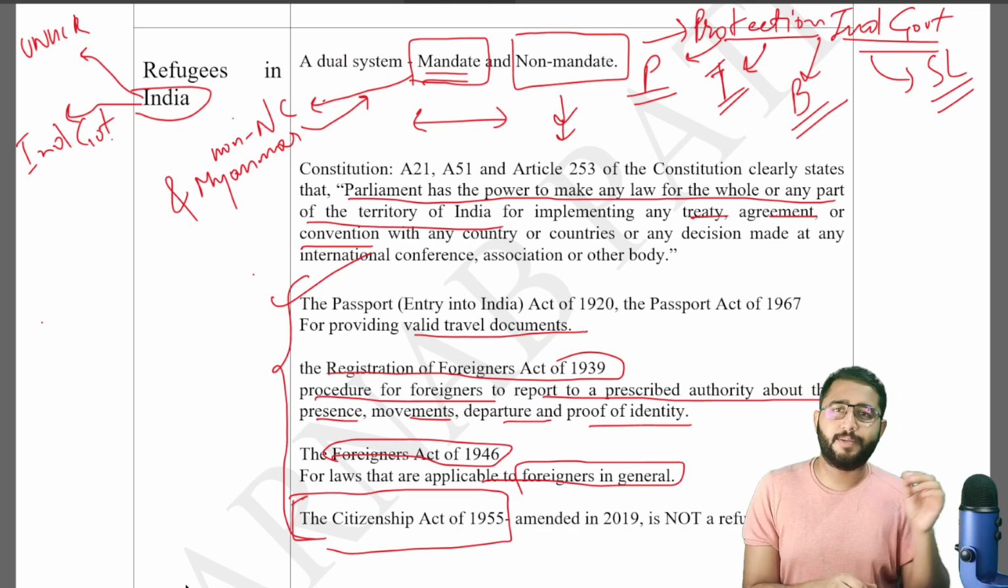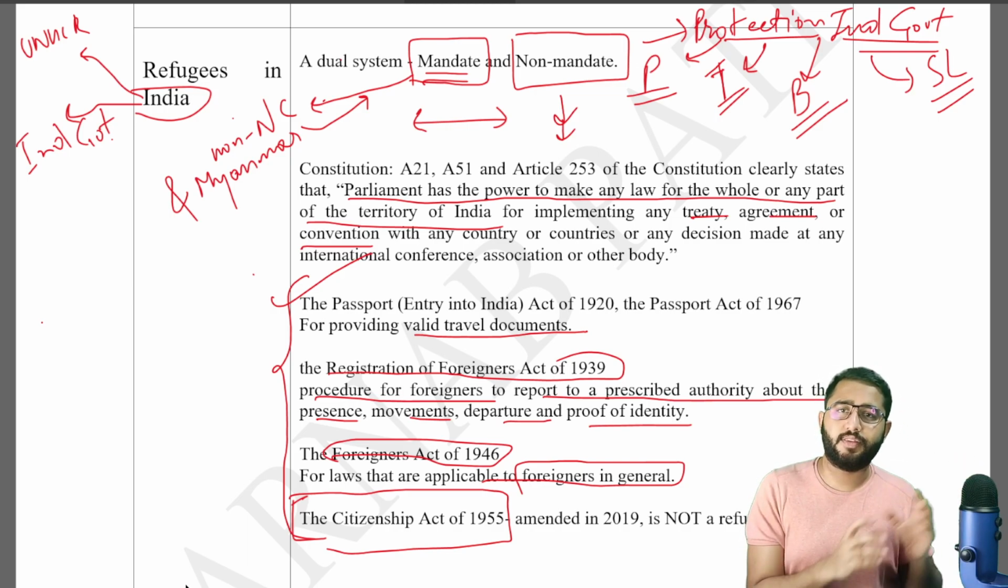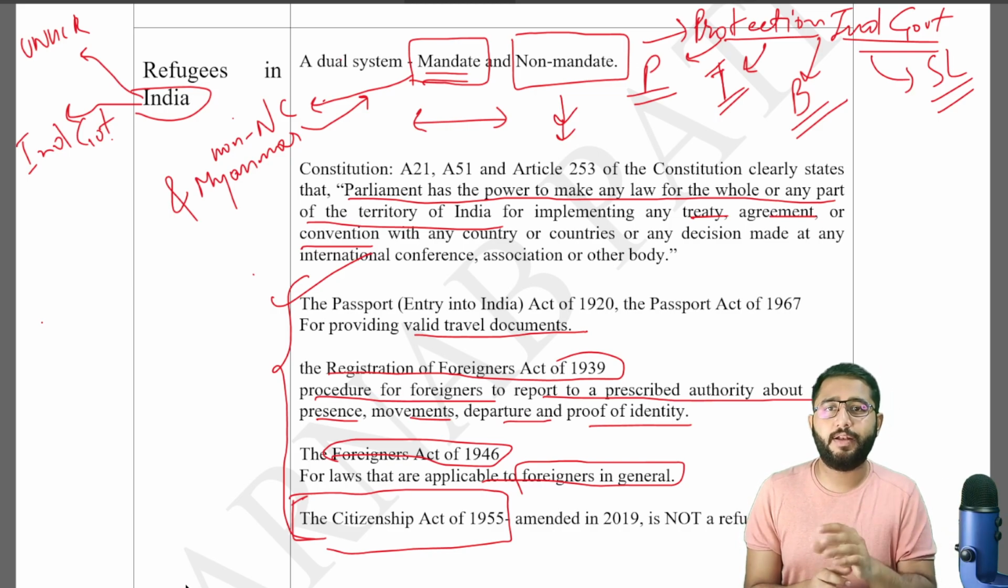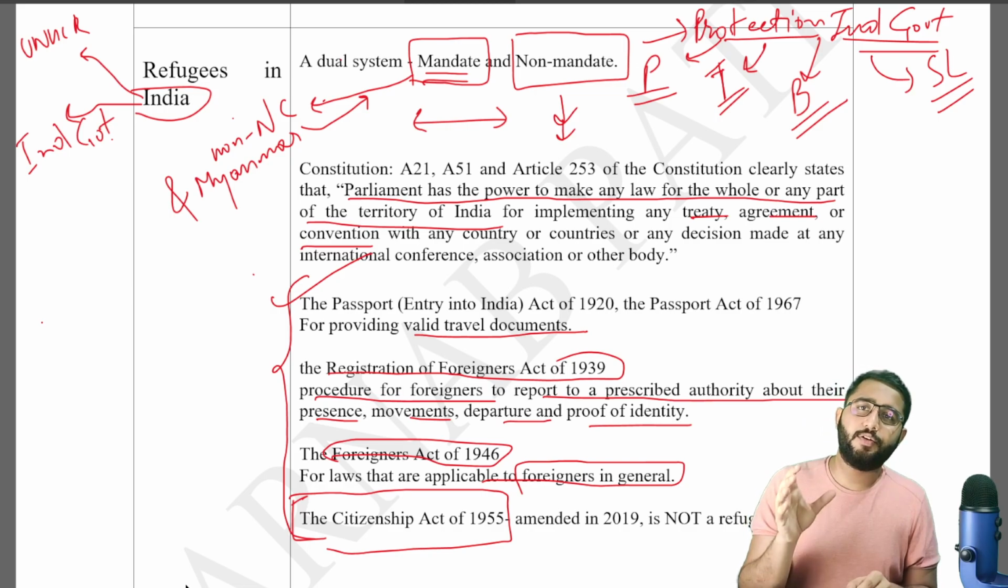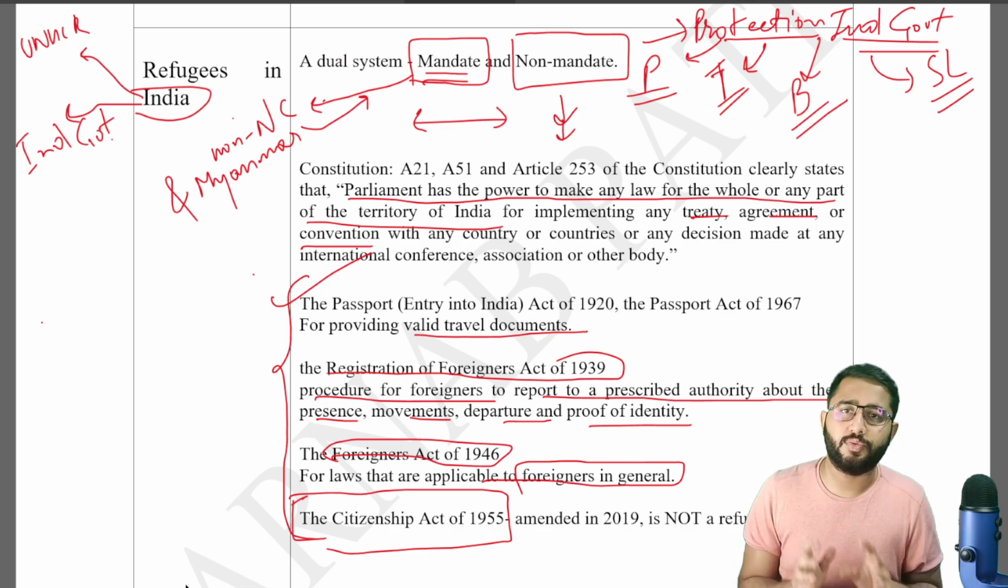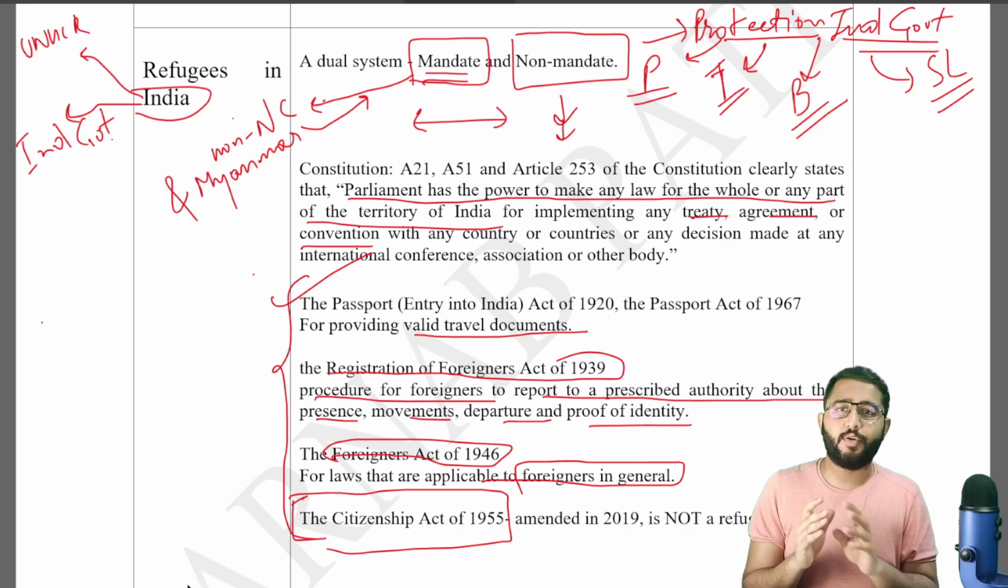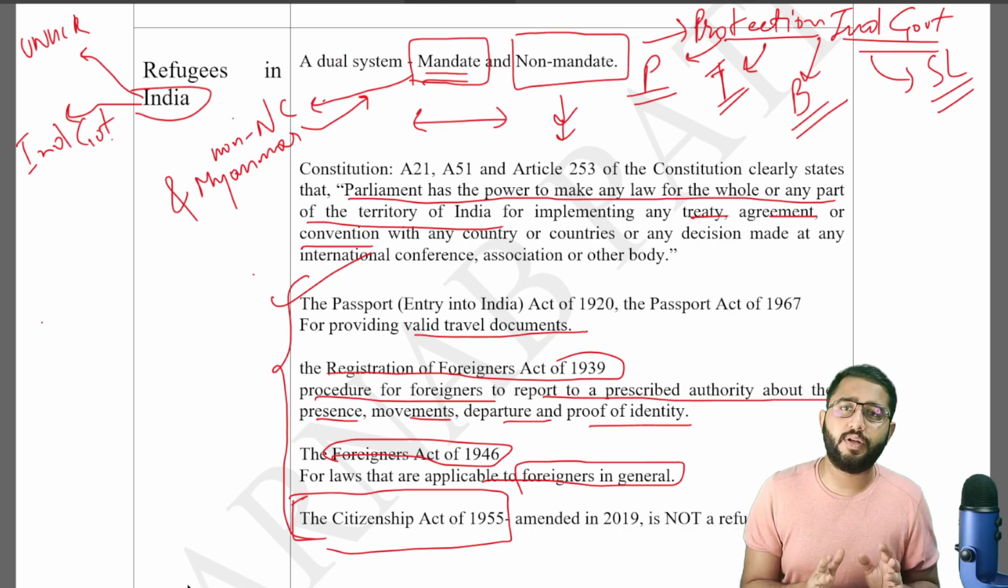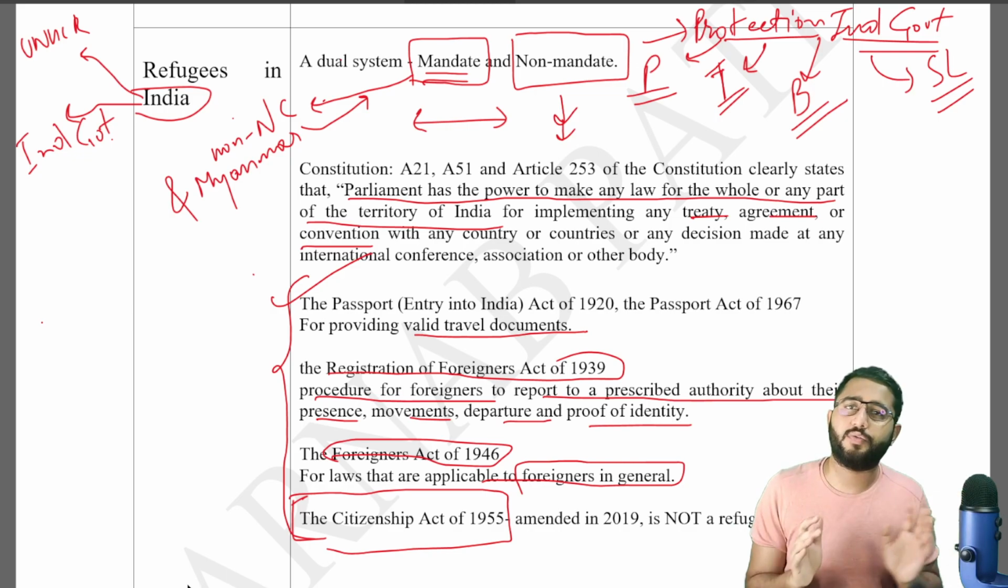What happened recently was when Rohingyas came in after they were declared stateless by Myanmar, India said to UNHCR, okay, you give them refugee status if you want to. And later on, India said that Rohingyas are a threat to national security, so I want all Rohingyas to be thrown out of India.